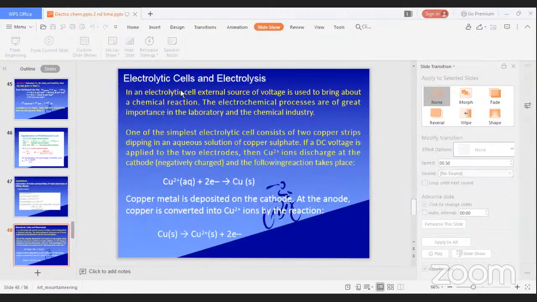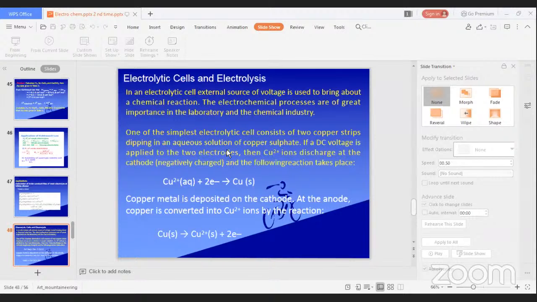Then what are the electrolytic cell and the electrolysis process? See, in the first class we discussed the interconversion between electrical energy and chemical energy. So this is the electrolytic cell. In this cell, what is happening? The conversion of electrical energy to chemical energy. In electrolytic cells, by supplying some electricity, some chemical reactions take place in the electrolysis.